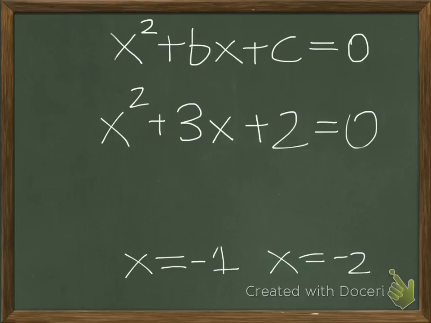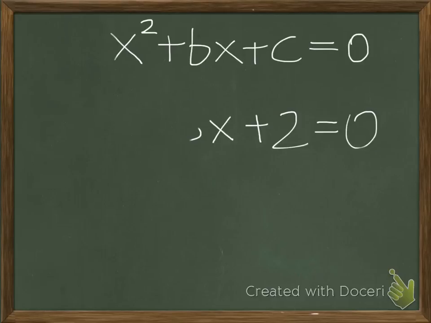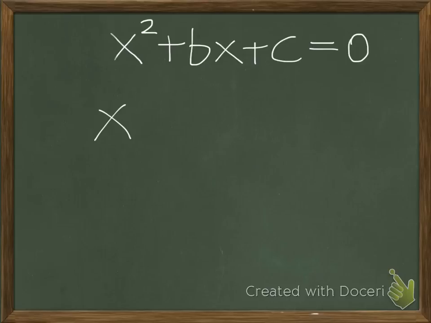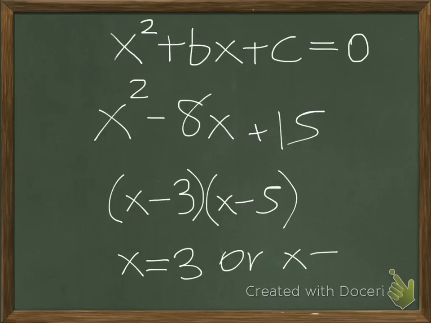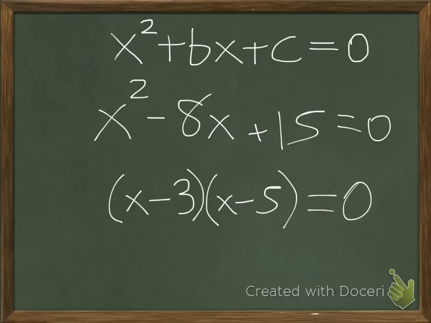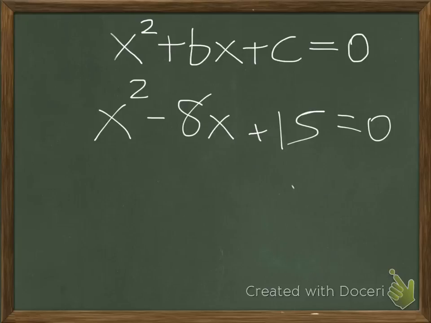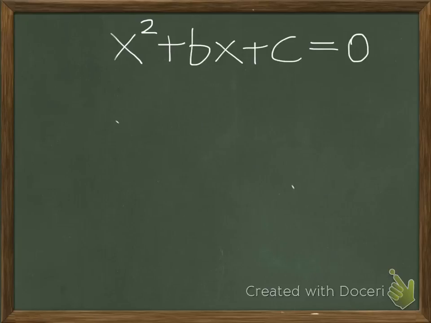So that's that. Let's do another one. Let's do x squared minus 8x plus 15. We can factor this as x minus 3 times x minus 5. If you don't know how to factor, you should probably watch my last videos. So we get x is equal to 3 or x is equal to 5. Since x minus 3 equals 0 or x minus 5 equals 0, because that will make that thing equal 0. Okay? So those are examples of solving quadratics by factoring.